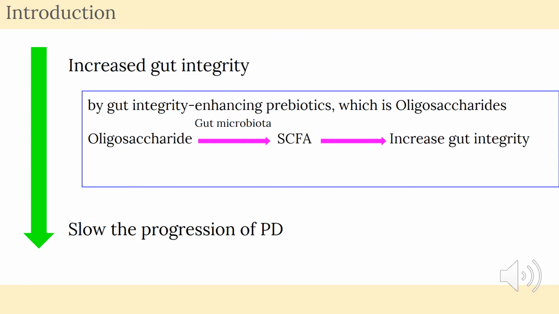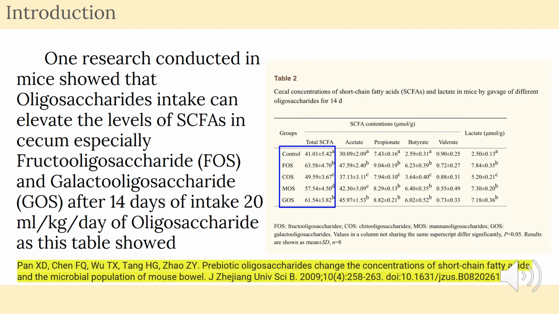But how do we know that this experimental design could work? Do we have any evidence to support it? Yes, we have. There is one study conducted in mice showing that oligosaccharide intake can elevate the level of short-chain fatty acids in serum, especially fructooligosaccharides (FOS) and galactooligosaccharides (GOS), after 14 days of intake, at 20 milliliters per kilogram per day of oligosaccharide, as you can see here from this table.